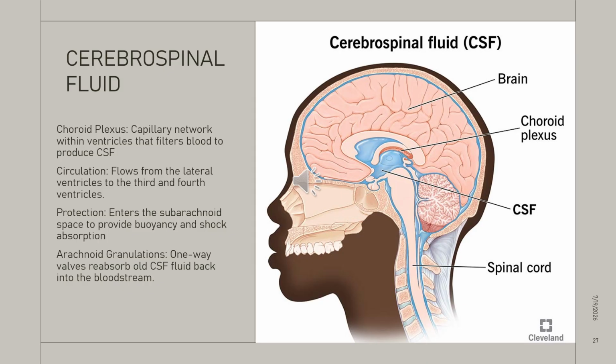It passes through the arachnoid granulations, those little one-way valves we talked about earlier, and empties directly into dural venous sinuses. From there, it safely mixes back into your venous blood circulation. This constant production and reabsorption loop is critical because it replaces your entire fluid supply multiple times a day, keeping intracranial pressure perfectly balanced.